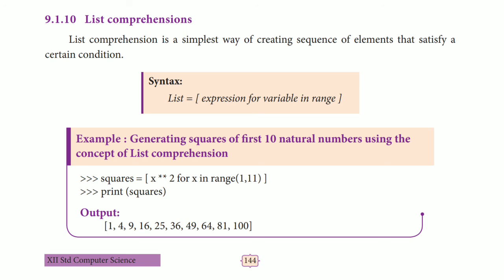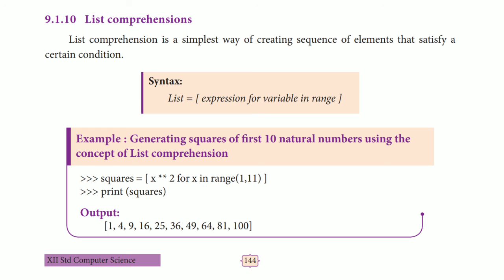Here you can see list equal to open square bracket. Inside that you can give any kind of expression. In the next example you can see square equal to x star star 2 for x in range 1 to 11. Sorry, 1 to 11 only.